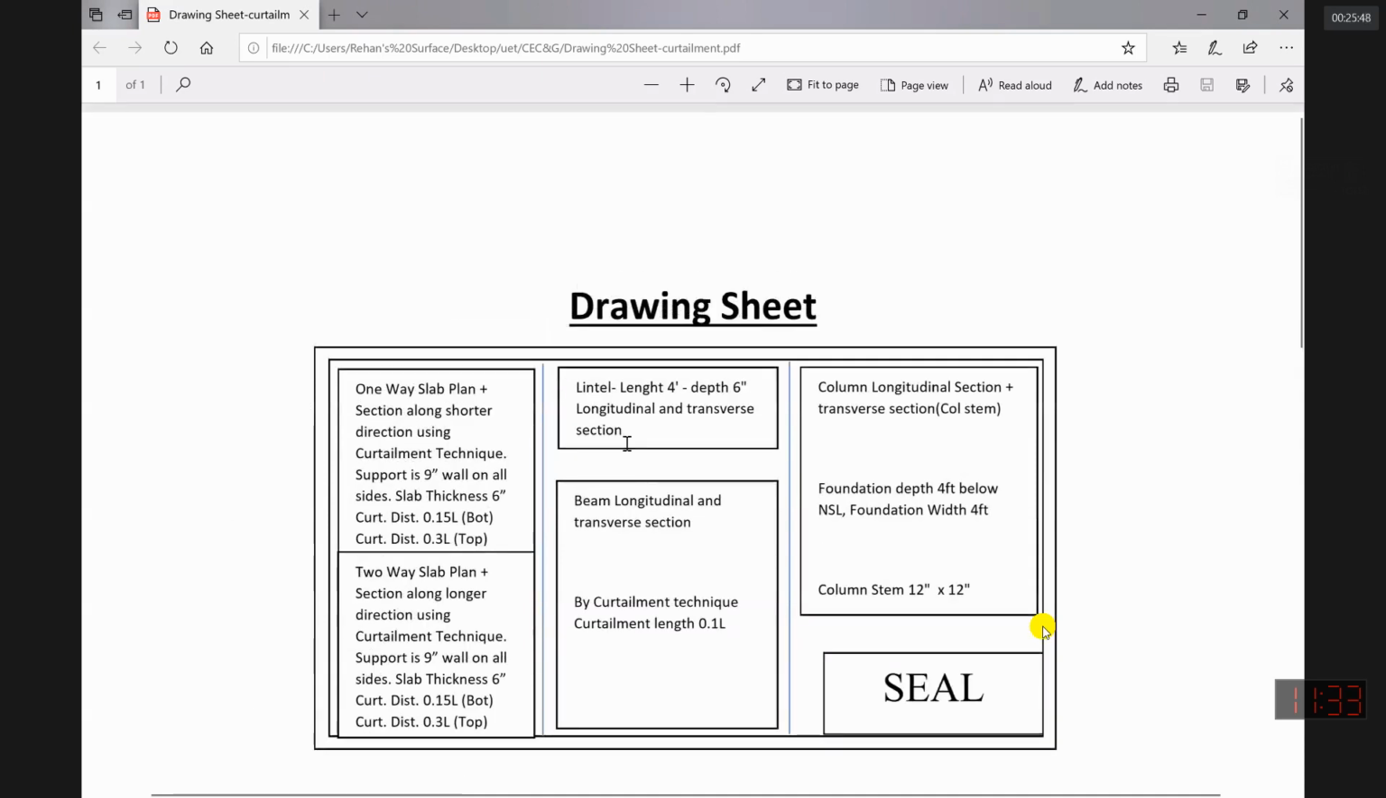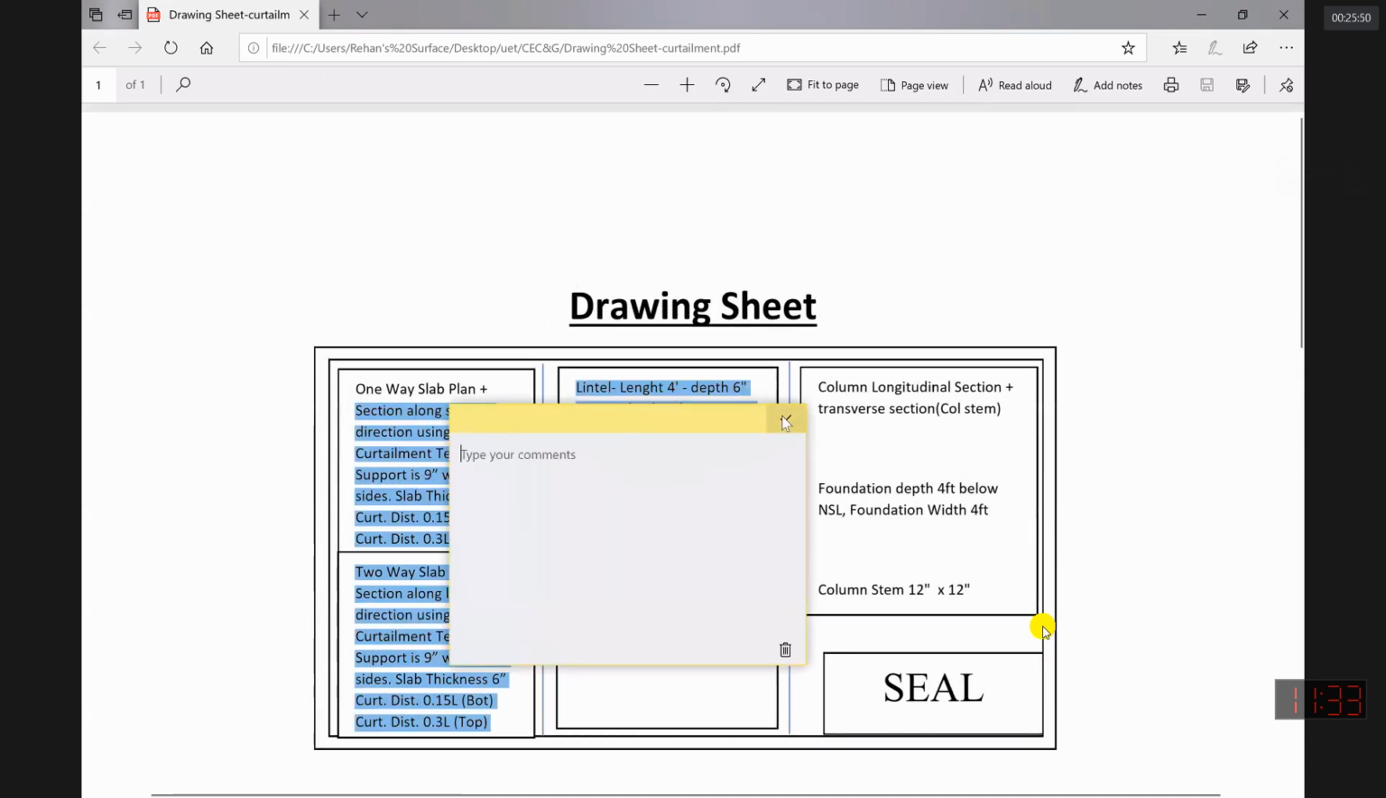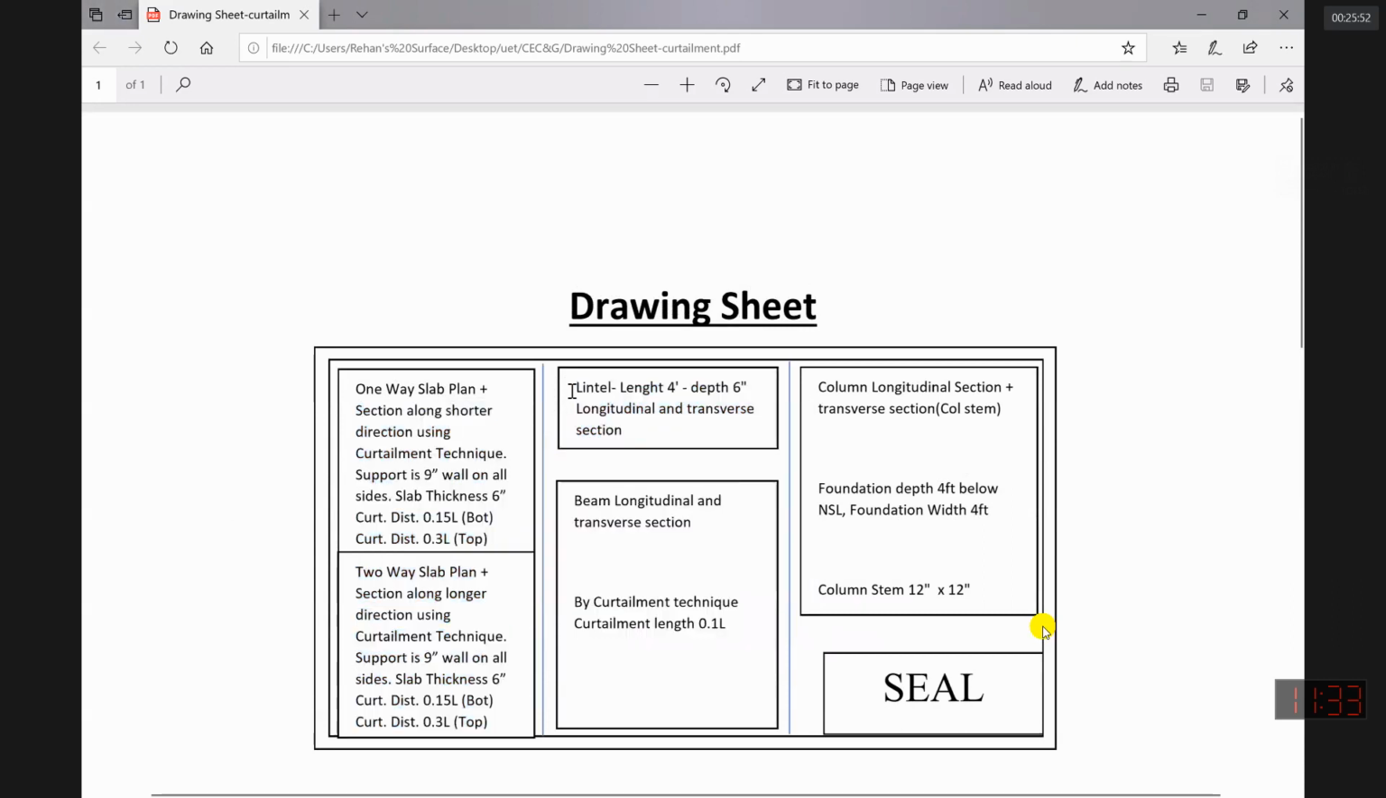Now the second part of the assignment is the beams and lintels. Now lintel is a beam basically, and it is provided over windows and doors. It is provided at a lower level as compared to slab. So any beam which is not cast with the slab and placed at lintel height would be termed as a lintel.